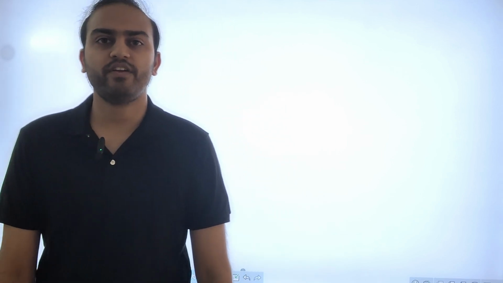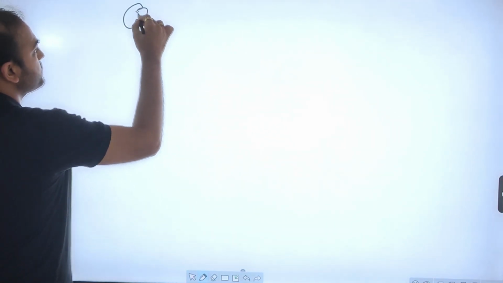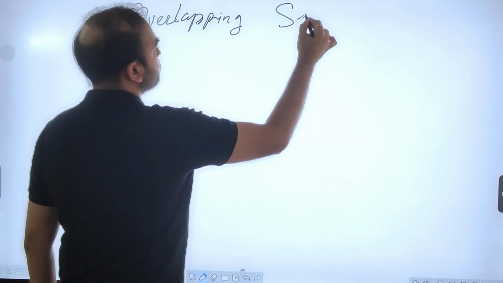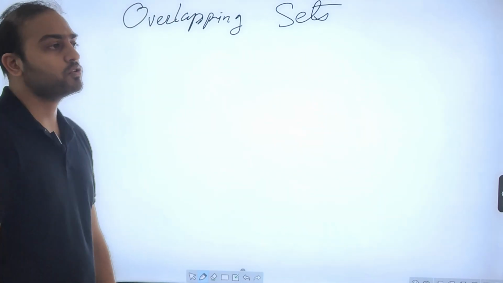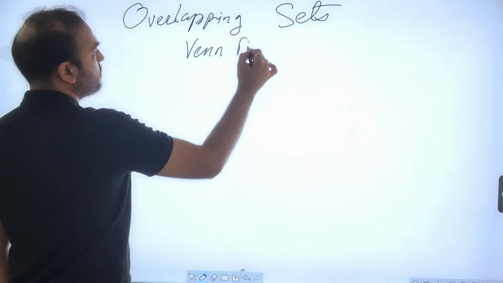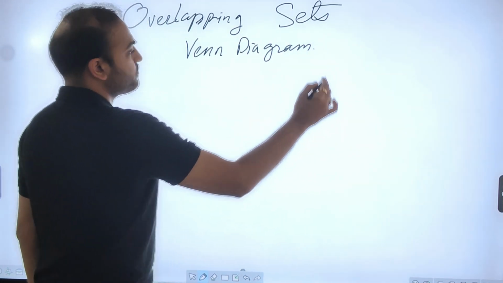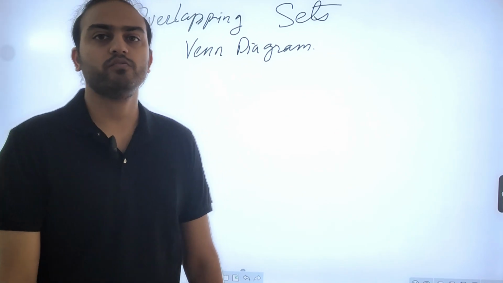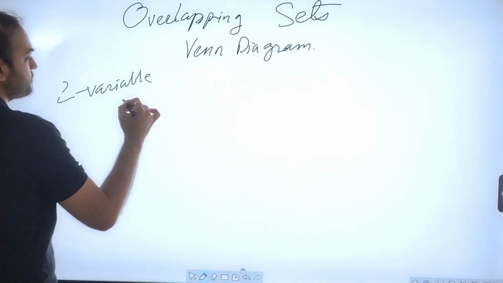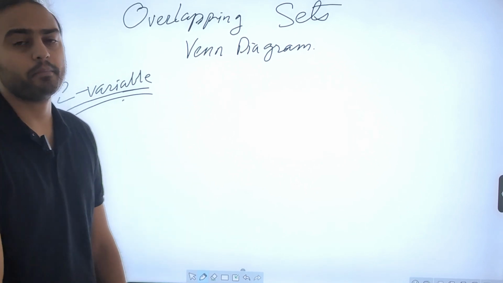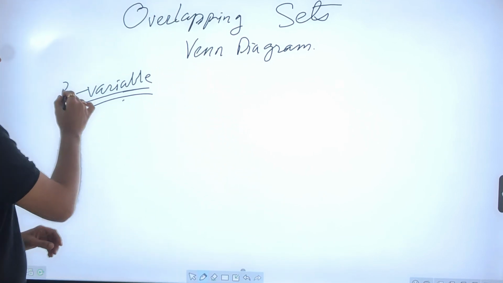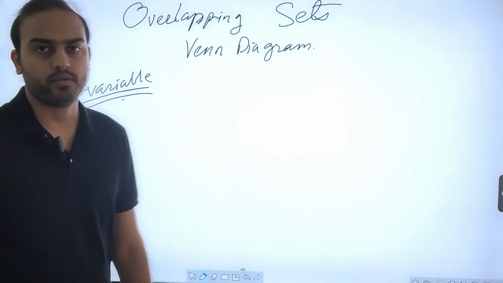Hi guys, so today we are going to learn the concept of overlapping sets. You might also know this as Venn diagrams. Again, this is a basic concept builder video, so we will focus only on two variable Venn diagrams. There are four variables that we will cover in the next part of this video series. Today we are going to focus only on two variable Venn diagrams.